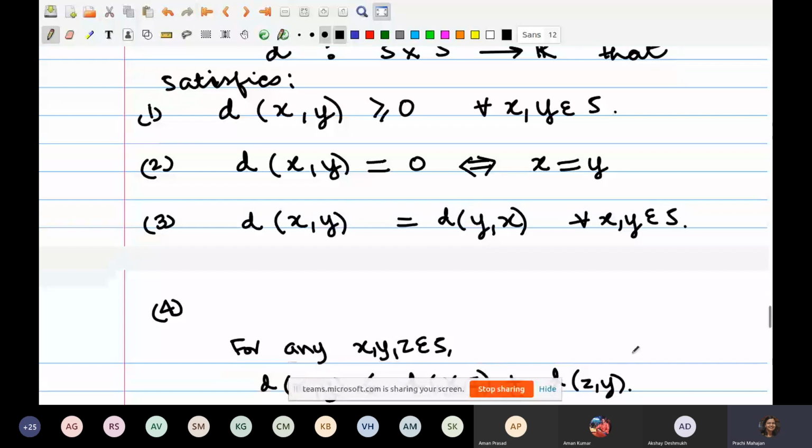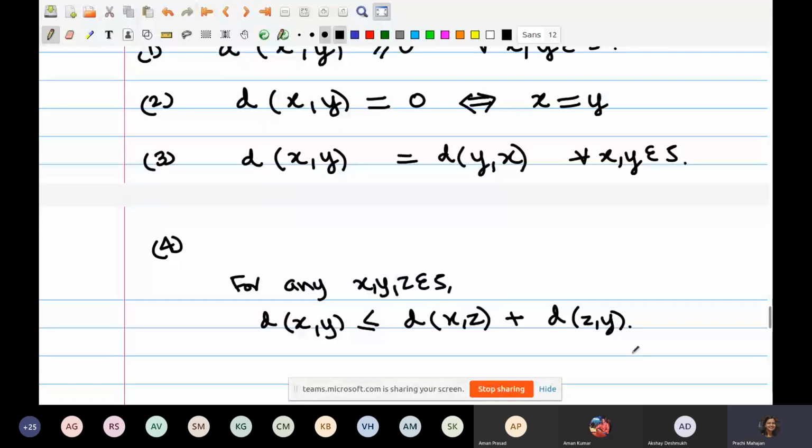d of x, y is 0 if and only if x equals y. d of x, y equals d of y, x, and this is true for all pairs of elements x and y in S. And if you have any three points x, y, z in S, the distance between x and y cannot be any bigger than the distance between x to z plus the distance between z and y. The last one here has a name. It's called the triangle inequality.